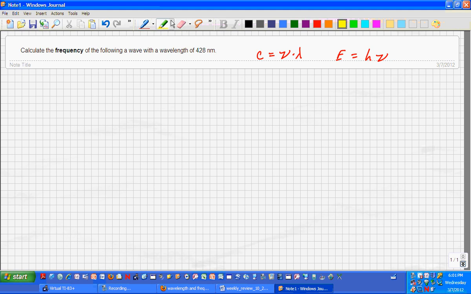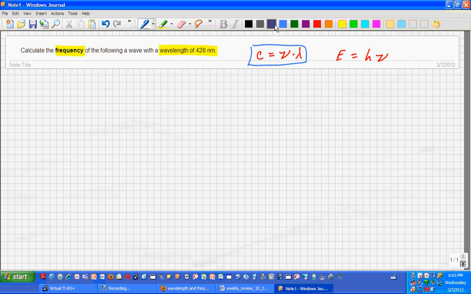In this case, we are looking for frequency, and we're given a wavelength of 428 nanometers. So we're looking for an equation with wavelength and frequency in it. That would be this one here. Speed of light is equal to frequency times wavelength.